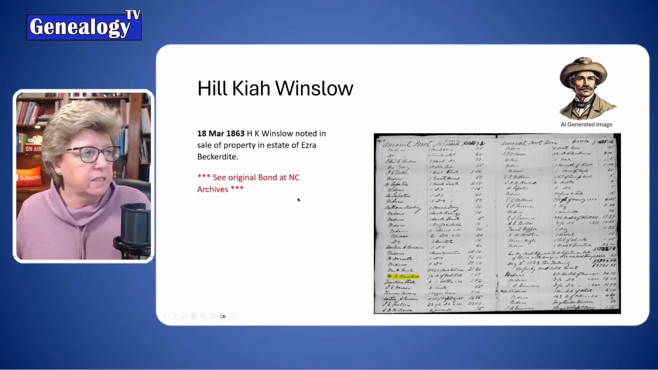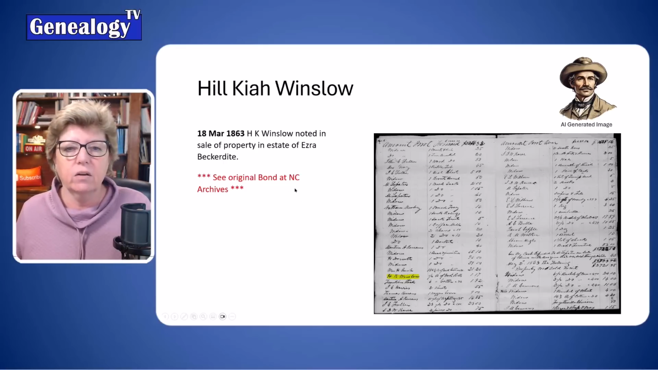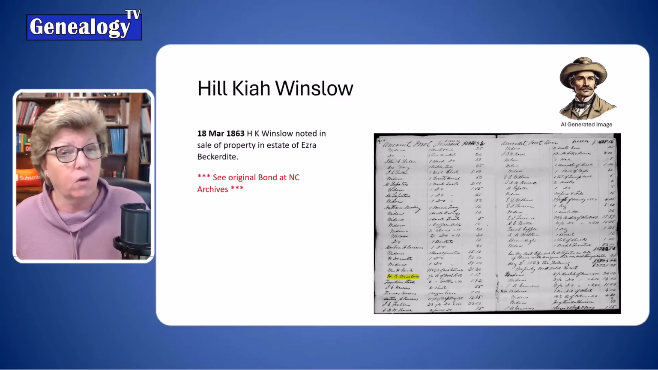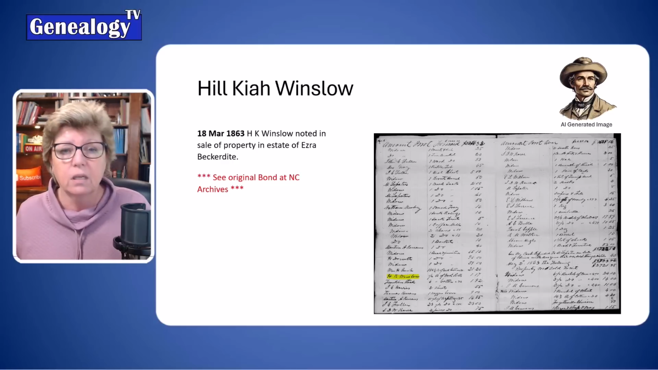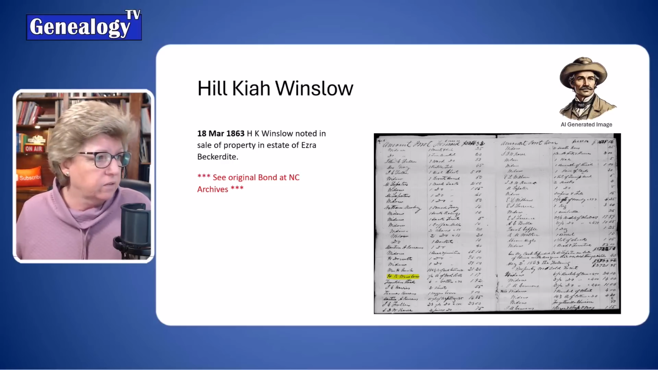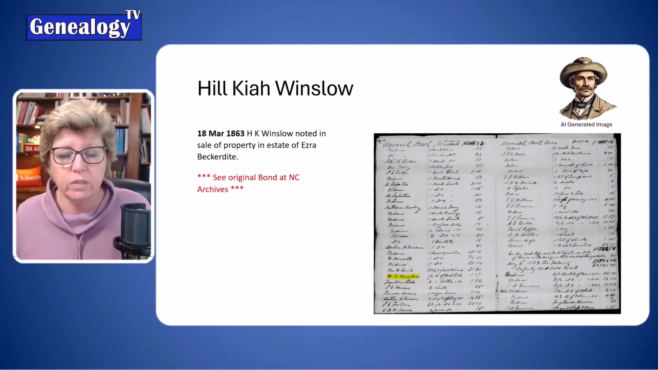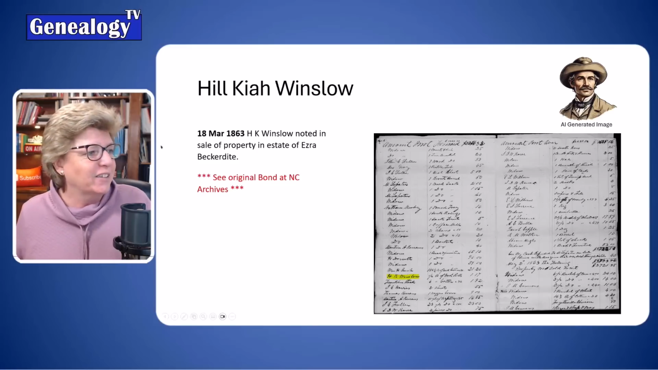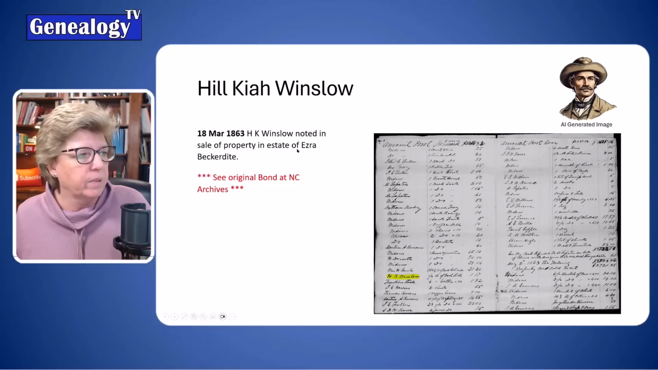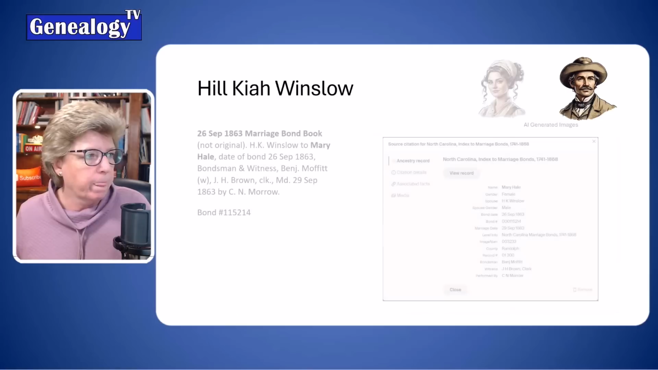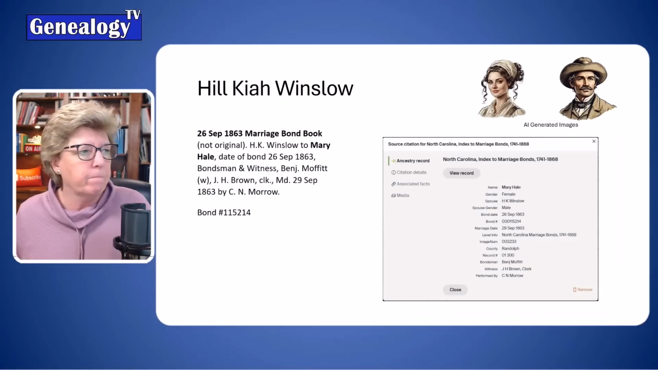So now in 1863, we find him buying land. Again, I made a note in red in my research notes to go find this bond at the North Carolina State Archive. So guess what? I'll be heading to the North Carolina State Archive soon. So let's see. He is just noted in the sale of property for the estate of Ezra Beckerdite. Have no clue, never heard of this person before. All right, so I have some notes here.